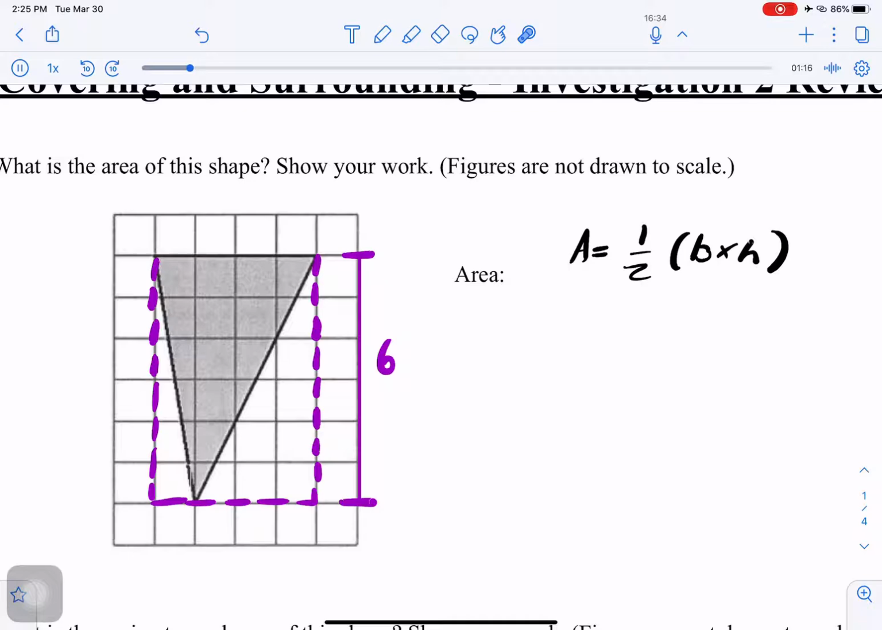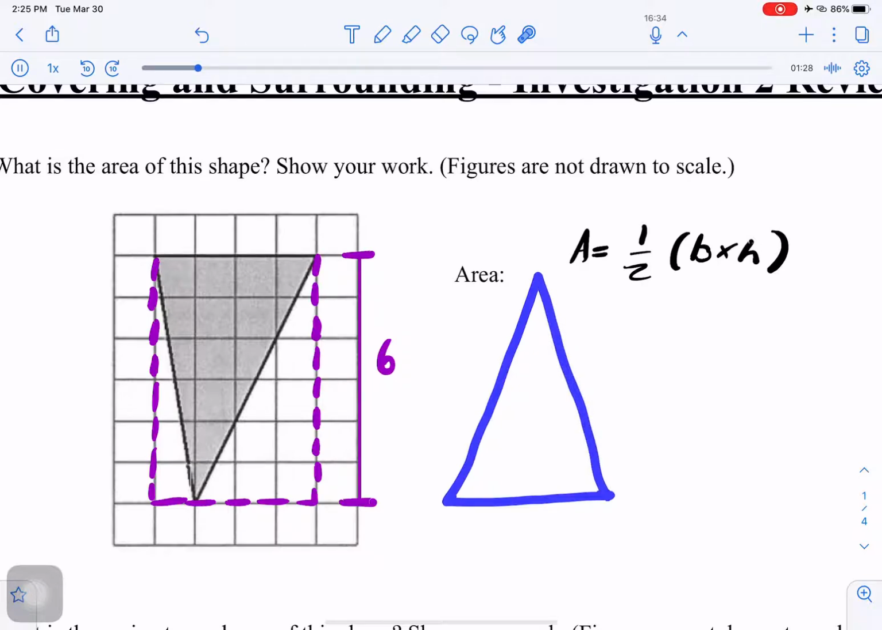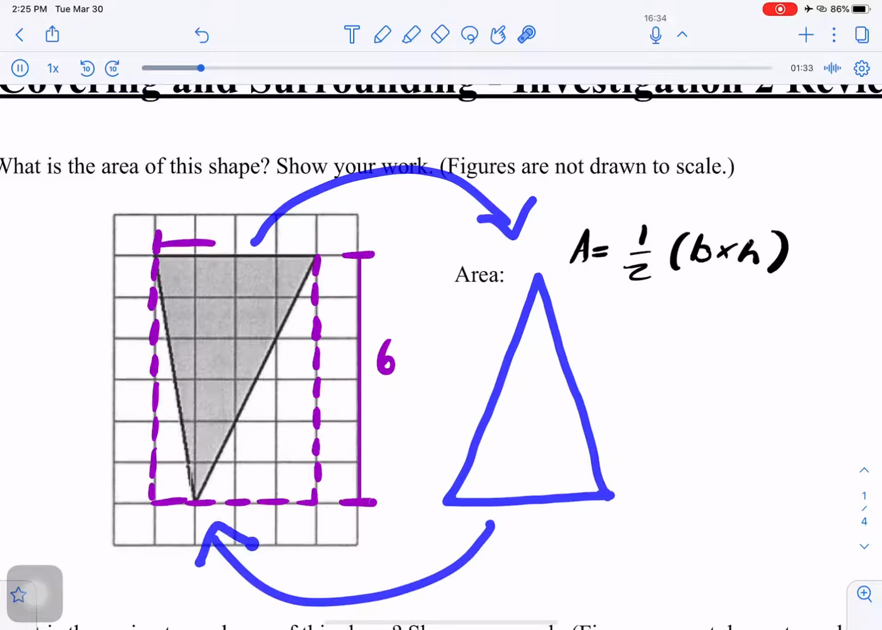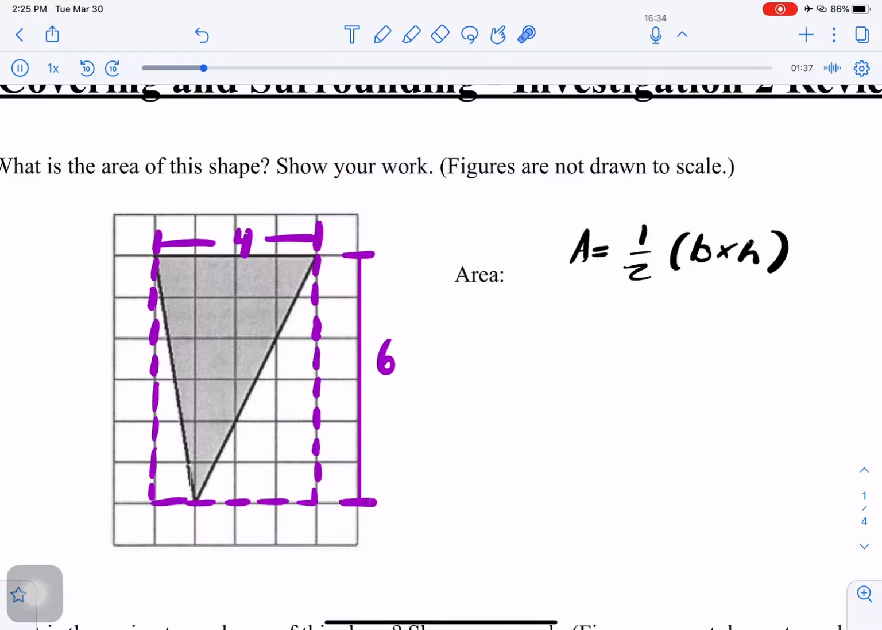And now thinking about the base, if we remember the video that showed us, we want to imagine the triangle sitting flat on a surface. If we think of this as a cone or a mountain, this cone or mountain would be upside down. So our base is actually up here, and we have a total of 4 units for our base. So those are the two dimensions that we need. We have our base and our height.